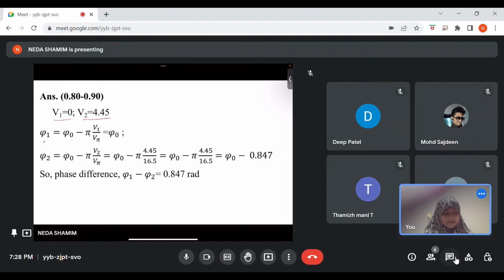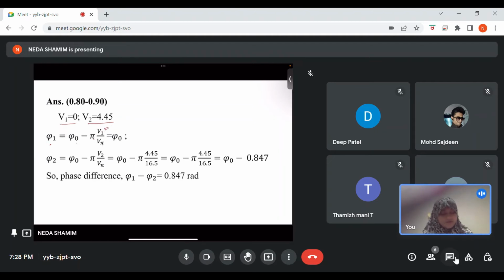So now V1 is equal to 0. What is my V1? V1 is equal to 0. So my phi 1 will remain as phi 0. Okay, we aren't applying any electric field, so there will be no modulation of the phase. That will remain as it is. Now phi 2 is equal to phi 0 minus pi V2 by V pi. My V2 is 4.5 and we have already calculated V pi before. So we'll use the V pi which we have calculated in the previous question over here, and we'll calculate it and we'll get this.